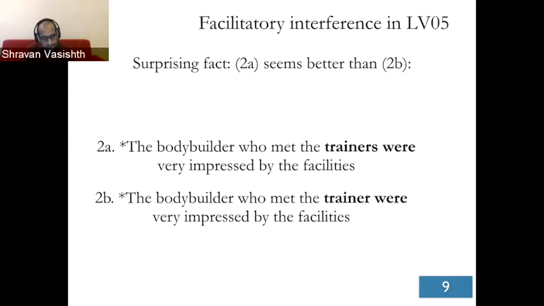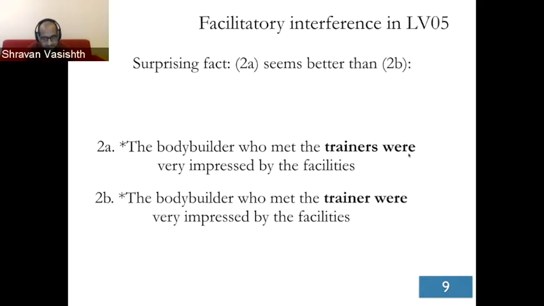In 2A, if you look at sentence 2A, you should be able to figure out that this sentence is ungrammatical. It may not actually feel that ungrammatical, so I'll read it out for you. The bodybuilder who met the trainers were very impressed by the facilities. It doesn't seem so bad, but it is ungrammatical because the subject is singular and the auxiliary verb is plural. There has to be subject-verb agreement, and that's not happening.